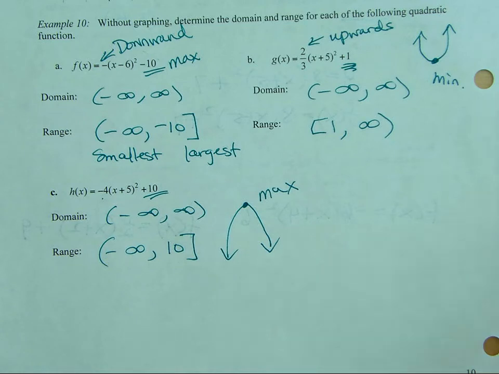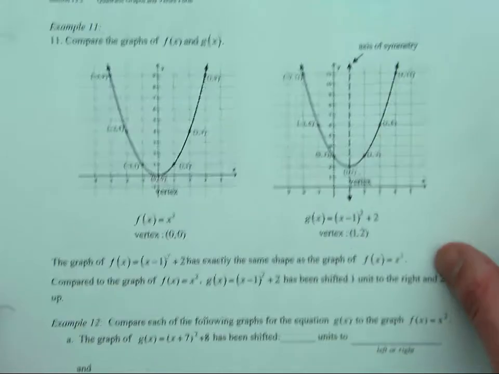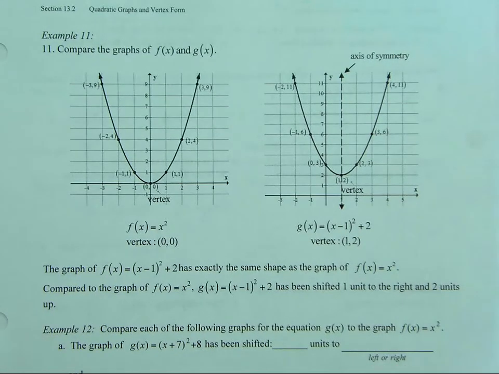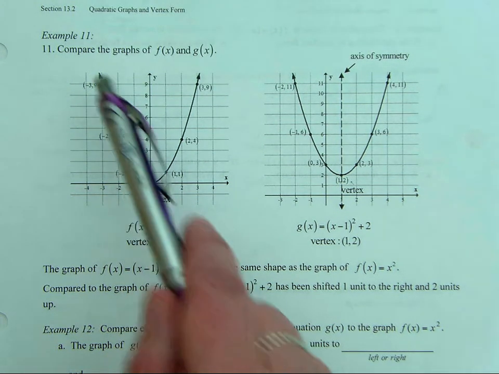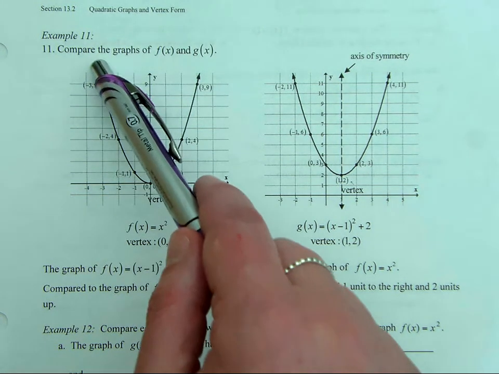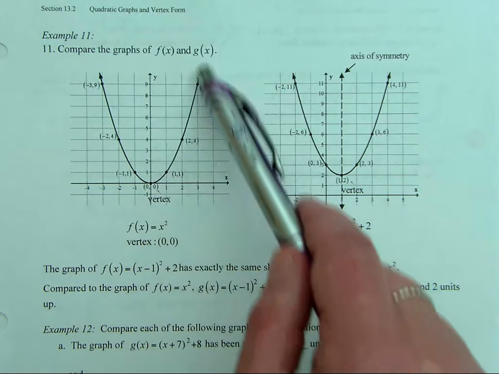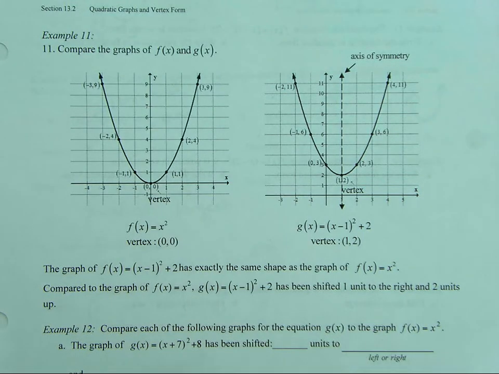Okay, let's look at example 11 now, which is on page 11. And we're looking right now at the basic function, what we call the parent function of a quadratic. So f of x in this case is just the basic x squared. And you can actually see this pattern happening.